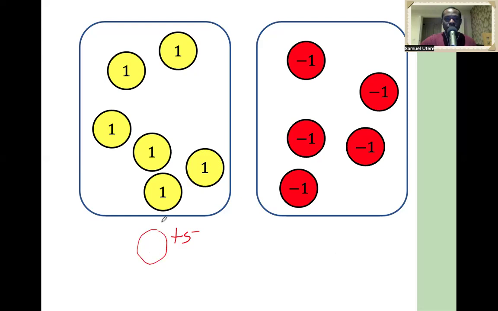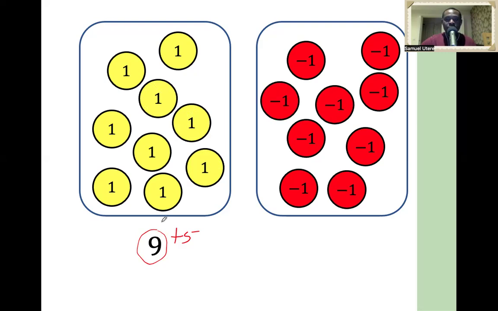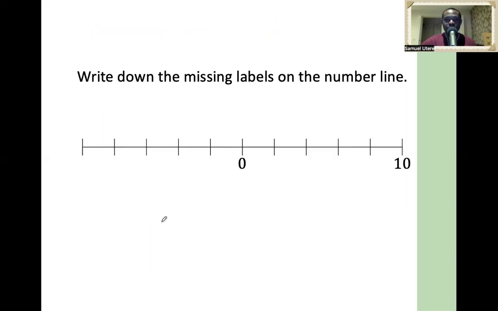If we add some more, we'll say, okay, that's 6. If we add one more negative counter, we'll say that's negative 6. If we add 3 more, we'll say that's 9 or positive 9. And if we add 3 more, we'll say that's negative 9.